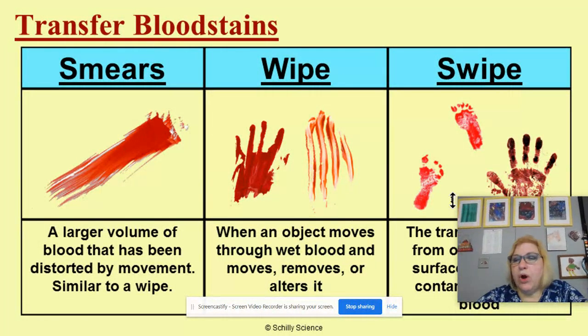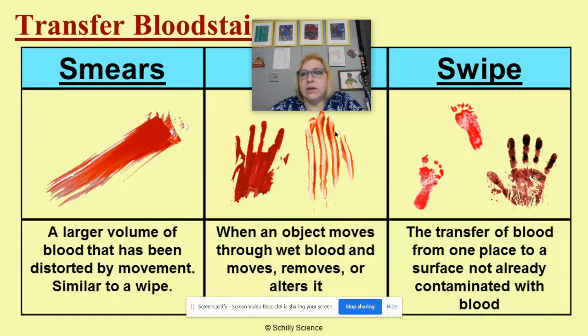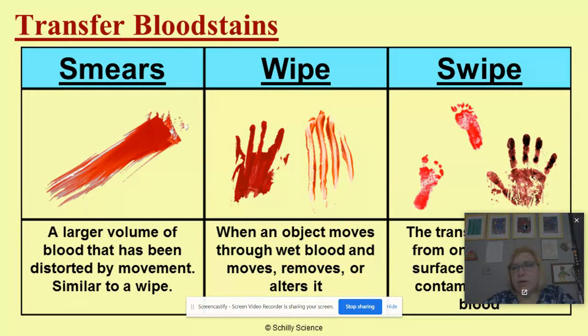And swipe, that's kind of different. Like if you are walking and there's a place that has not been contaminated with blood, you might leave bloody footprints or a handprint there, swiping it as you go along. So we're going to be also experimenting with these types of stains in the lab if you're back by then or on the electronic version.